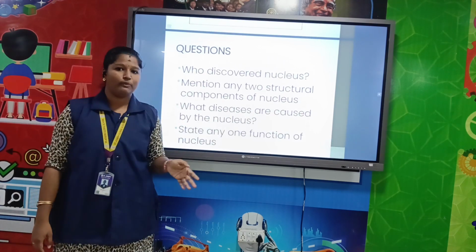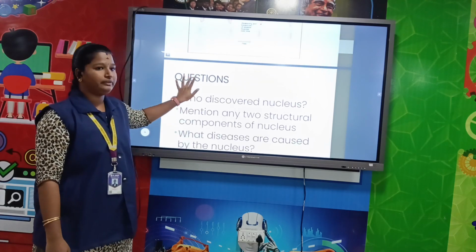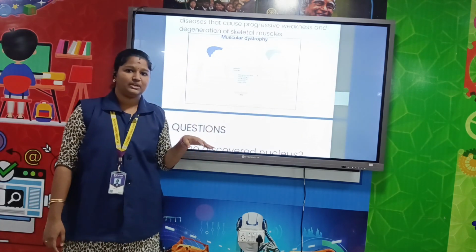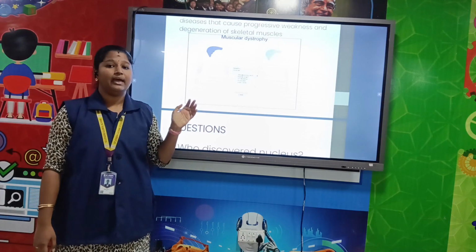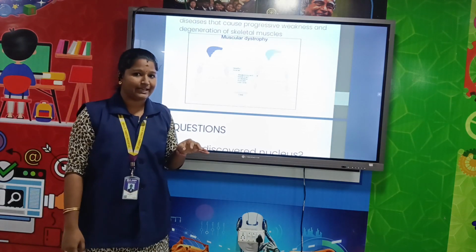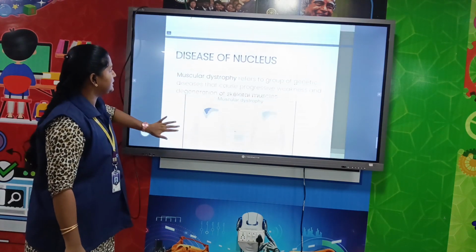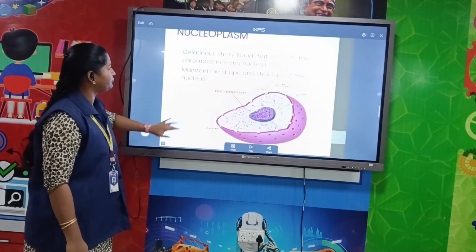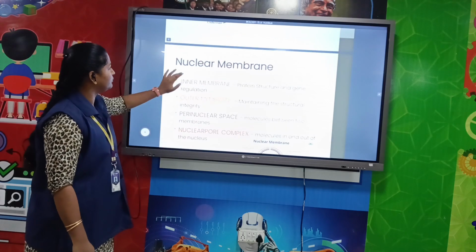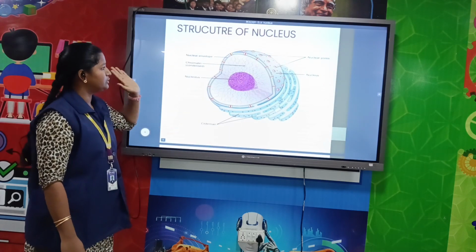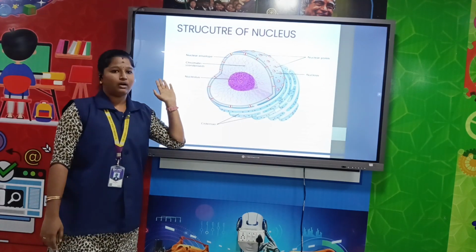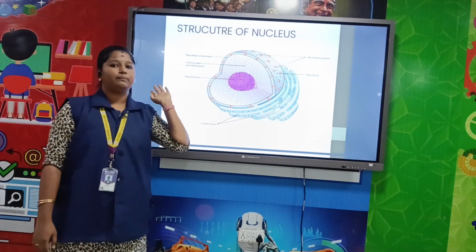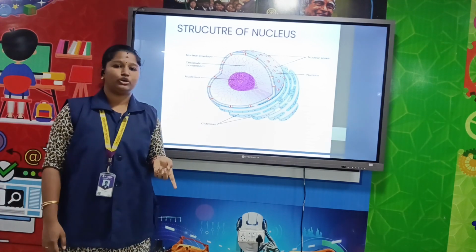Just go home and recall the session, the topics we saw today: what is the nucleus, what is its structure, what is its function, everything. And one more thing, practice the diagram of the nucleus. This is the diagram I was mentioning. I have already drawn it in your notebook, right? Just practice this diagram, draw it, and I will check your notebooks tomorrow.